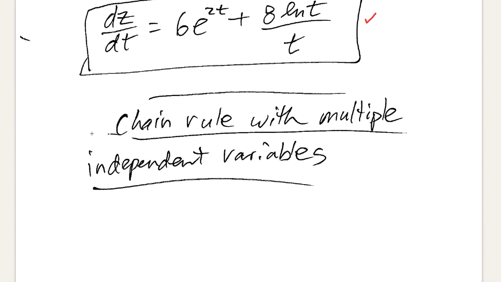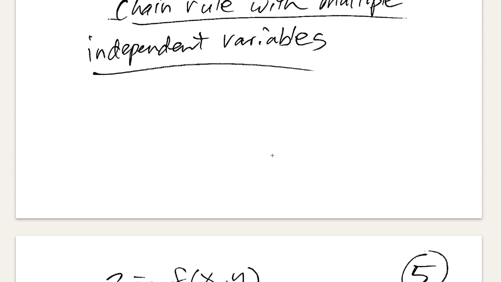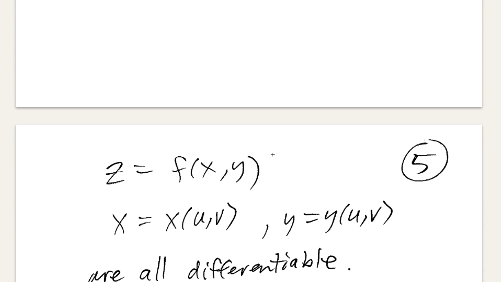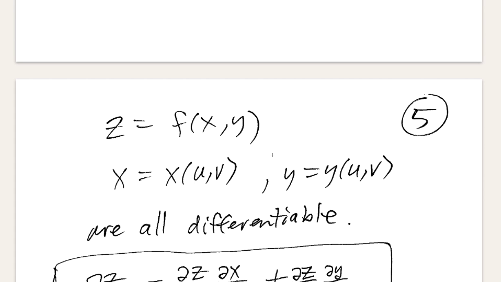Now, here's another thing you need to know: the chain rule with multiple independent variables. I'm not going to show you the entire proof of this, but it works. I think your book writes this out. It works in a similar fashion to the regular chain rule that we mentioned previously, in the case of a single independent variable. But let's give you an example here.